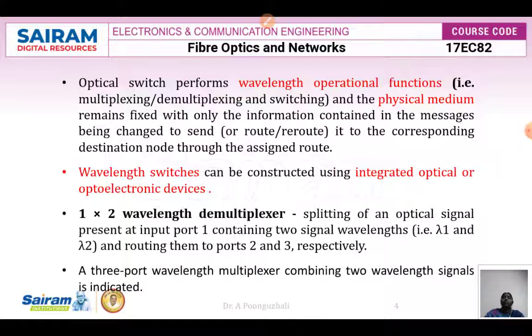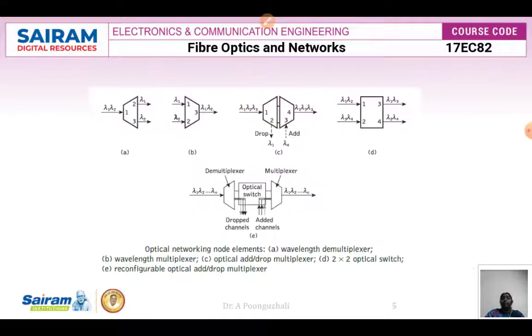For this we will be using wavelength switches. The wavelength switches can be constructed using integrated optical or optoelectronic devices. First we will see a 1x2 wavelength demultiplexer. In a 1x2 wavelength demultiplexer, we split the optical signal present at port 1. The optical signal consists of two signal wavelengths, and it is routed to two ports, in our example ports 2 and 3 respectively. For that we will be using a 3-port wavelength multiplexer which combines the two wavelength signals, as indicated here.